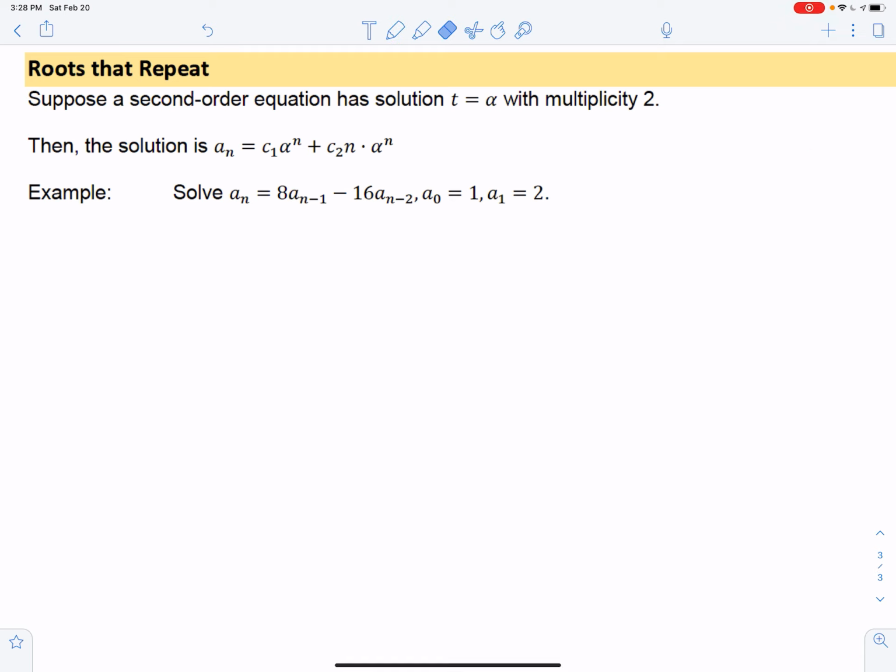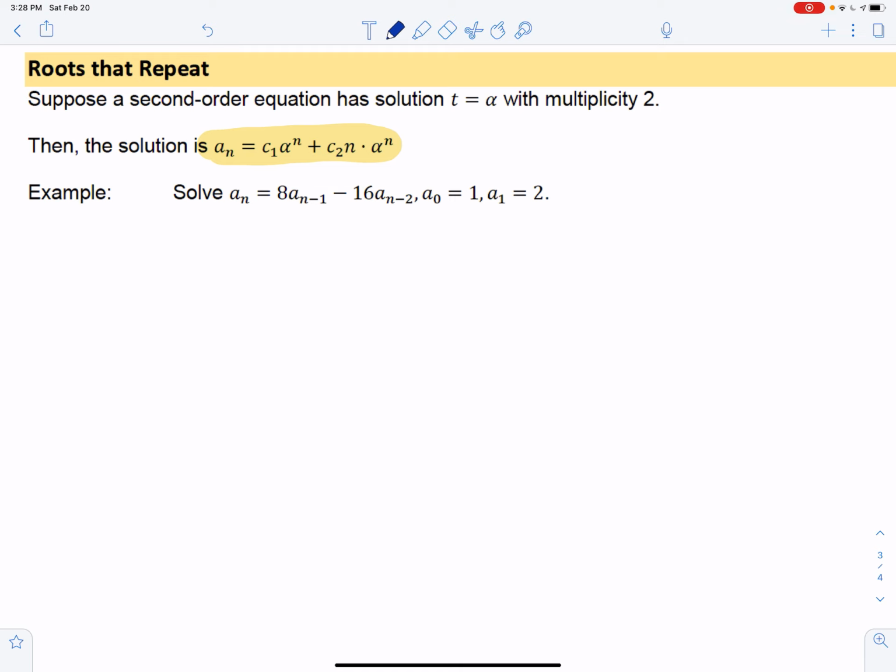So when the roots repeat, here's our solution. We say that it's c1 times alpha to the n plus c2 times n times alpha to the n. So we put an n in front of the other one. So like I said, when the roots repeat, that's what we're going to do.